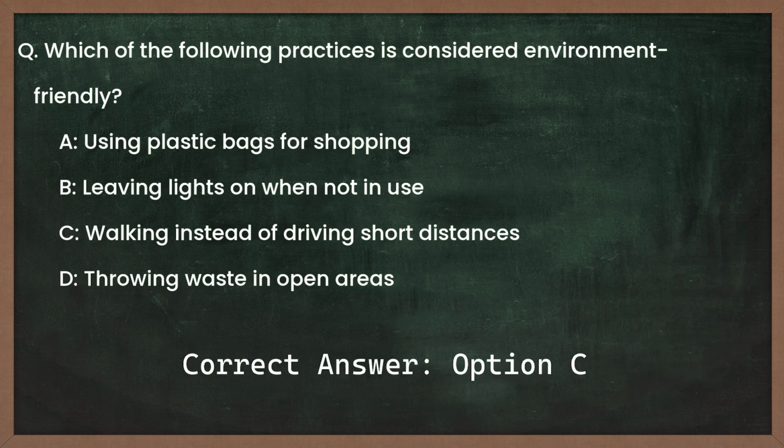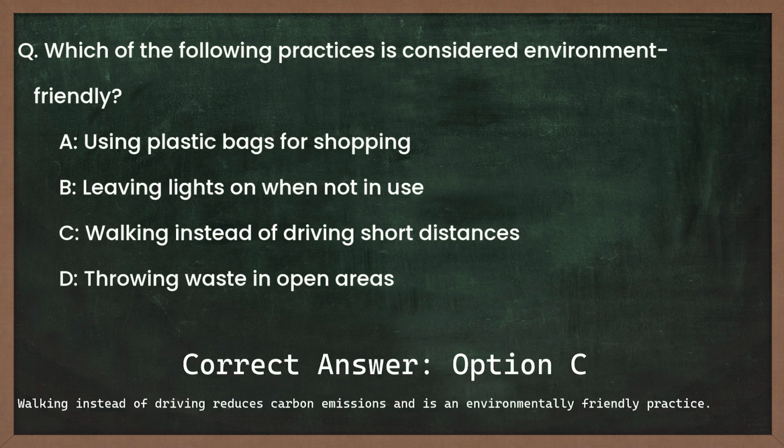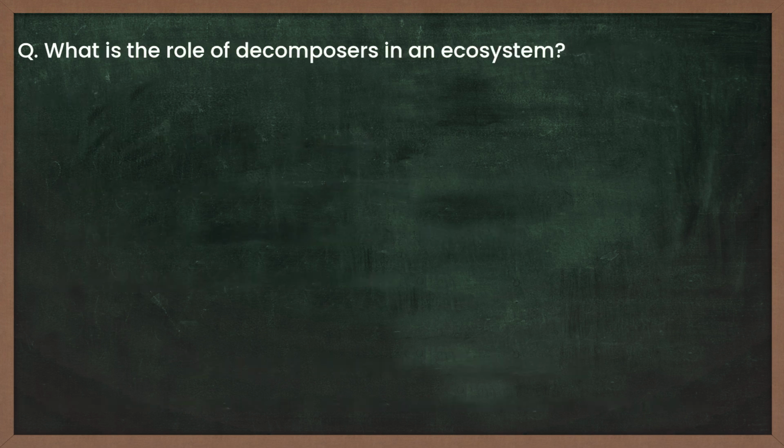The correct answer is option C, which is walking instead of driving short distances. Walking instead of driving reduces carbon emissions and is an environmentally friendly practice. Question: what is the role of decomposers in an ecosystem?